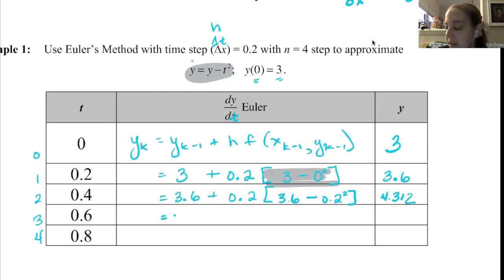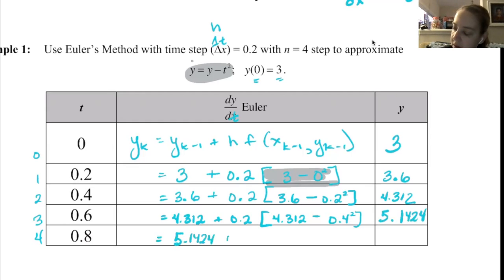So this is 4.312 plus 0.2, 4.312 minus 0.4 squared. So let's do this. 4.312, that's still left in my calculator, so I'm going to leave it there, minus 0.4 squared times 0.2 plus 4.312. I get 5.1424. And keep going.